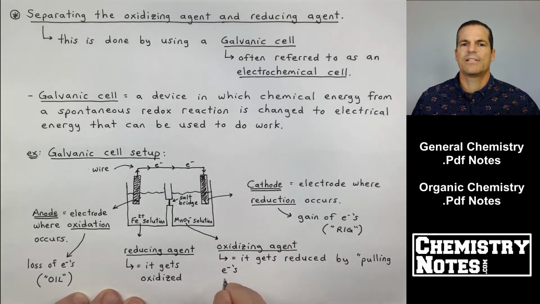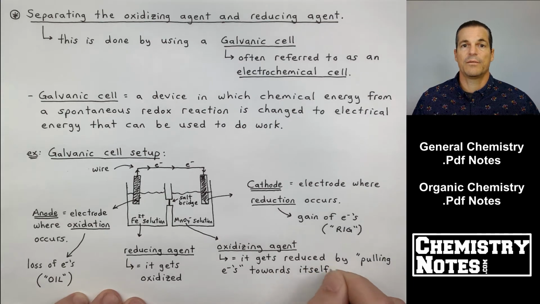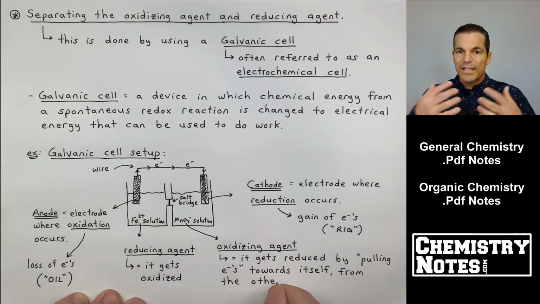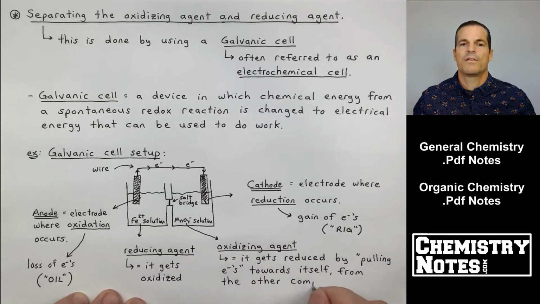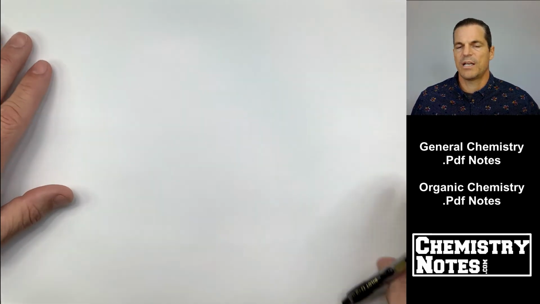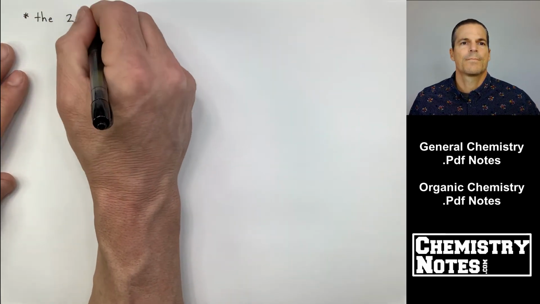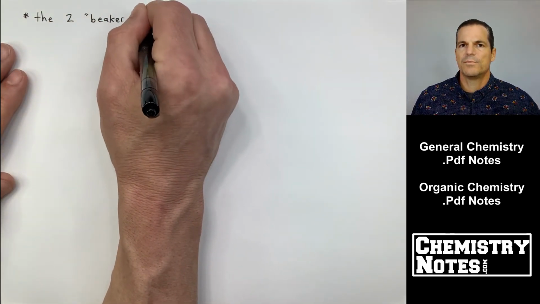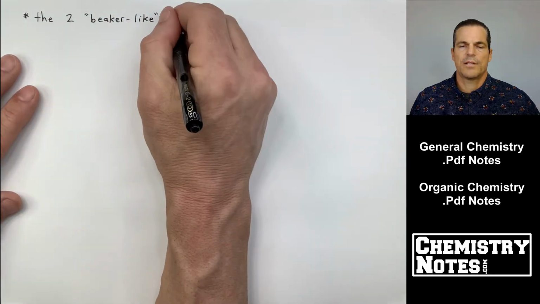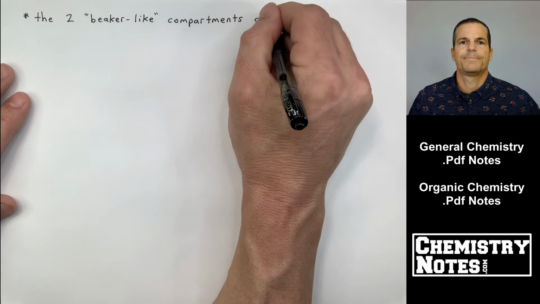Okay, now how exactly does MnO4- get reduced? Does it just sit around and wait? Actually, it's a very active reduction. It gets reduced by pulling electrons towards itself from the other compartment. Okay, and we'll see plenty of these sketches of galvanic cells as we do plenty of sample problems in the videos to come for section 17. But I want to make some notes now on the galvanic cell that we just saw, the first of many.